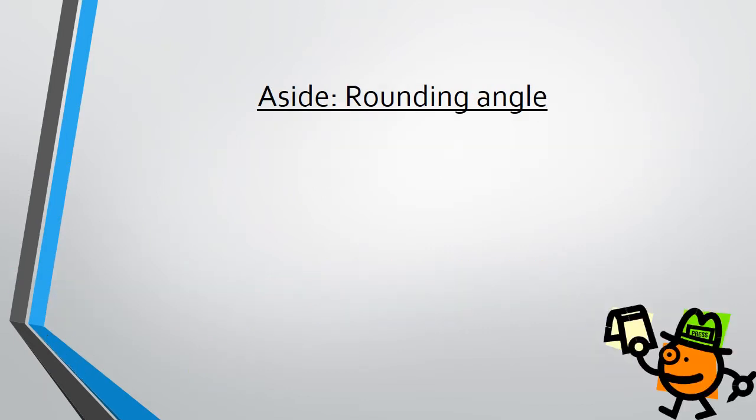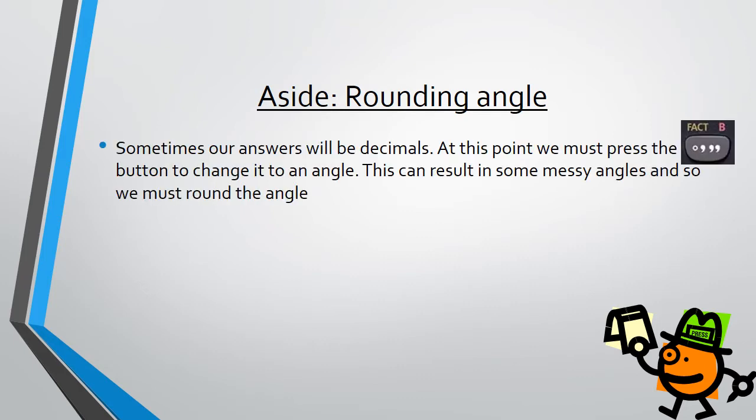Alright, a second aside today, we're going to look at rounding an angle. And we need to be able to do this because sometimes our answers when we use the calculator will not come up as a nice neat number like 30. And they will first come up as a decimal. In order to change our answers into angles, which is what they actually are, we need to push the angle button.